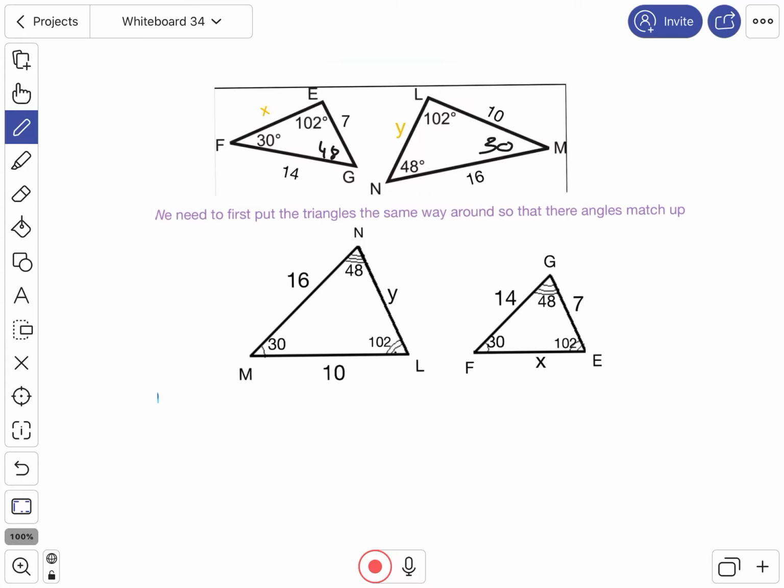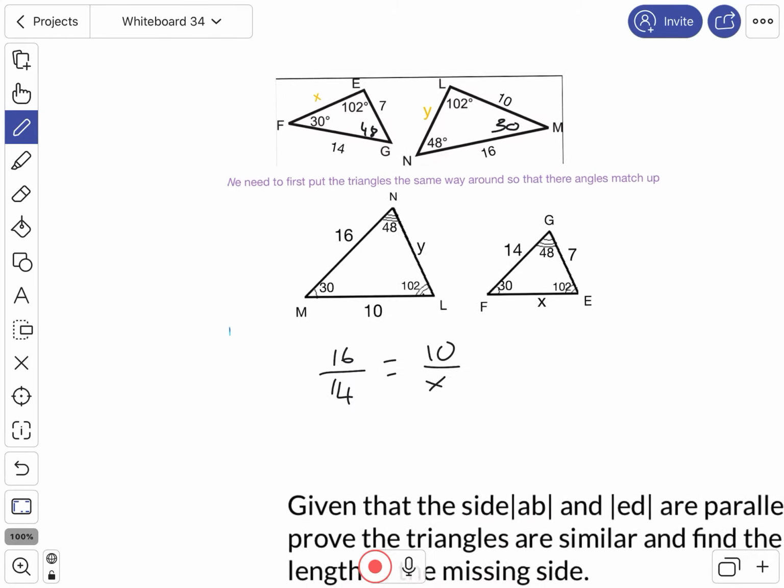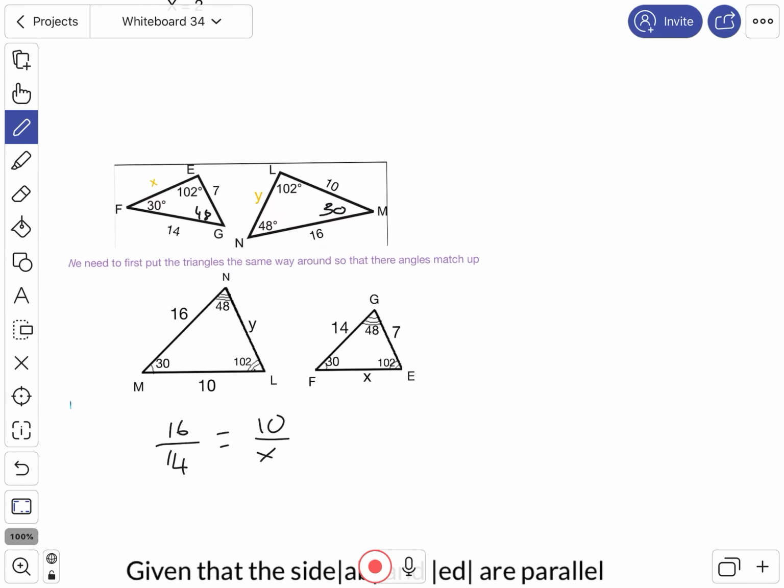And I label in my triangle the same. So I label in my points G, F, E, and label in my sides. If I'm going to try this question, what I've done now is created it so that I can very easily pick out that the 16 over the 14, so going this one over this one. Now I started on the left triangle, the larger triangle, so I must start on the larger triangle for the next one. It is going to equal 10 over x. And what I can do here is, again, cross multiply.